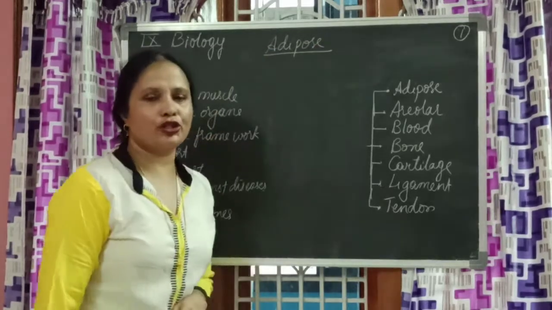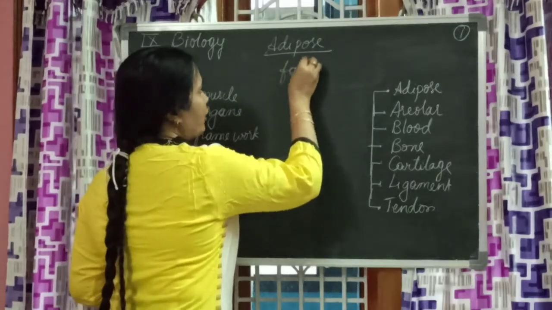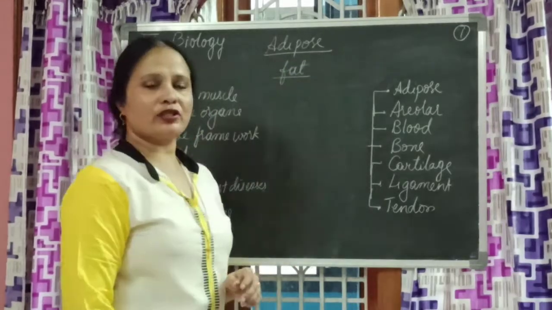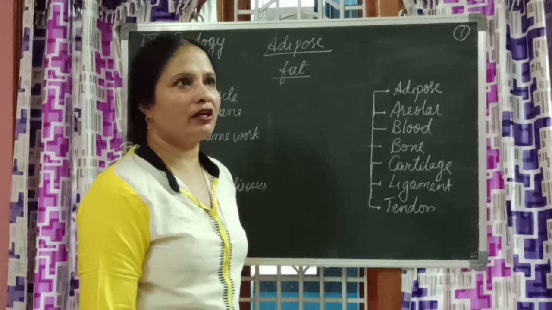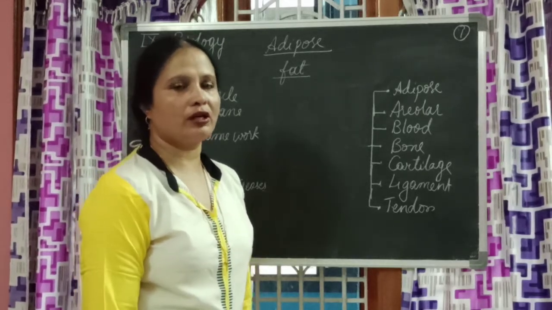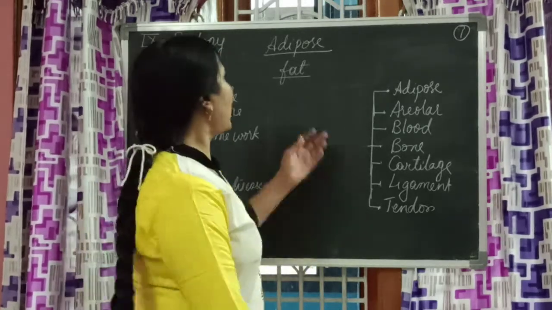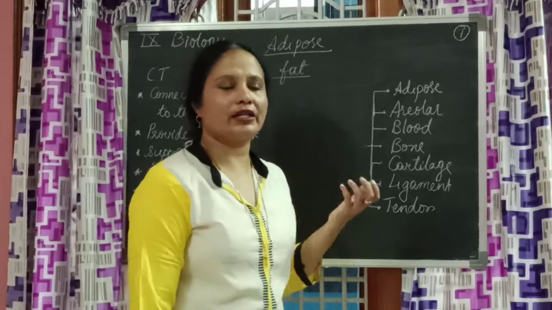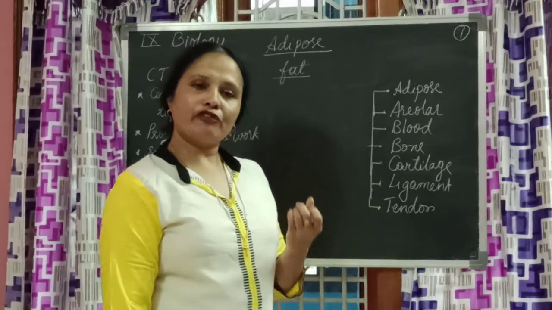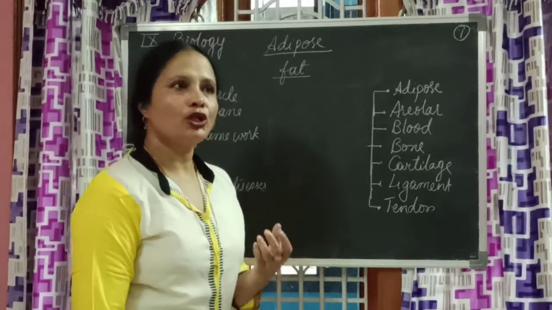What is this adipose tissue? Adipose here means fat, body fat. You might have heard that accumulation of adipose results in putting on weight. So that itself explains to us that it is fat. Now let us see. If your grandparents are around you, do one thing.